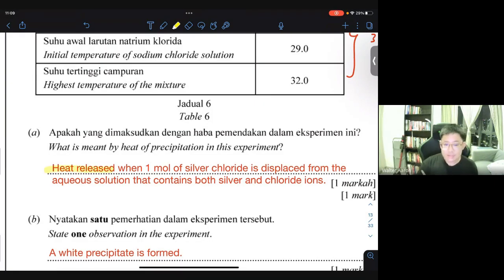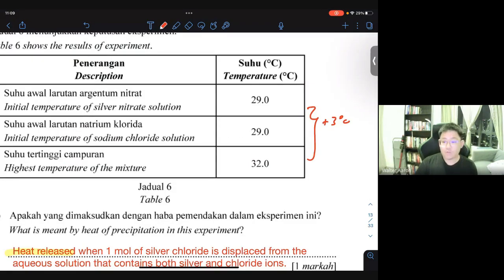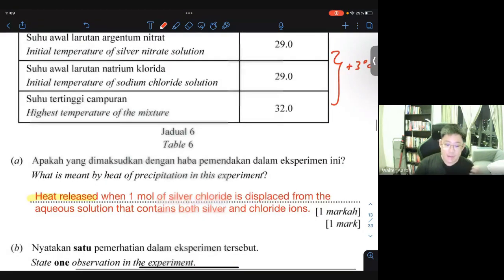Okay, now, in this case, I use the word heat released because I see that the temperature actually increased by 3 degrees Celsius, right? So if the temperature increased by 3 degrees Celsius, it means it's an exothermic reaction, right? It's hotter. So that's why I put heat released instead of heat absorbed.